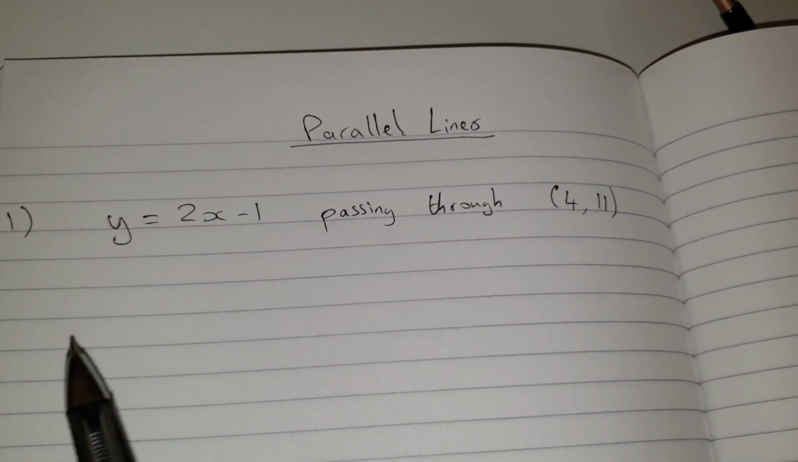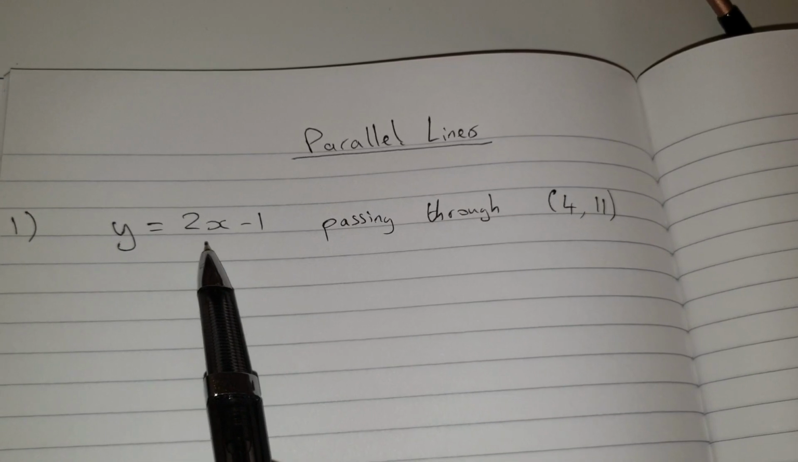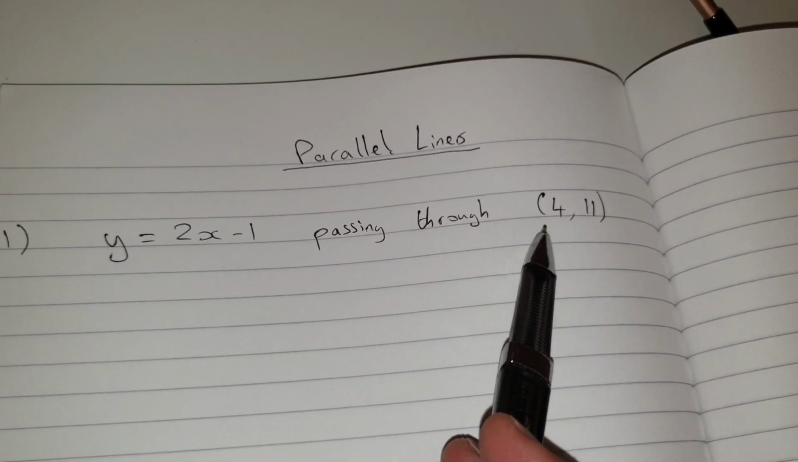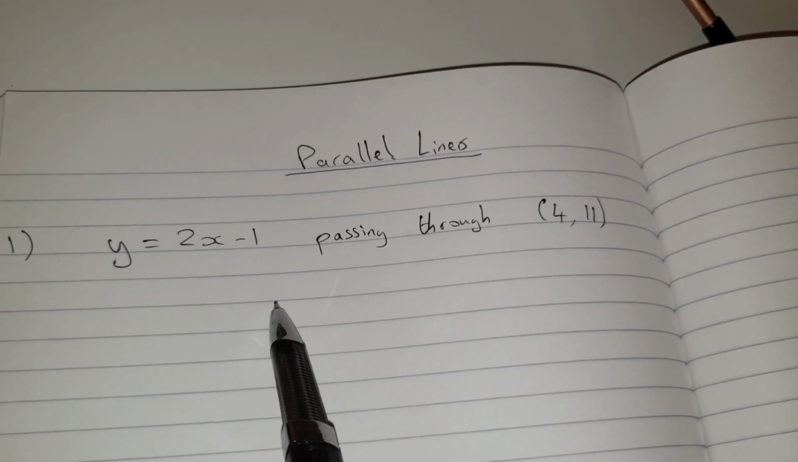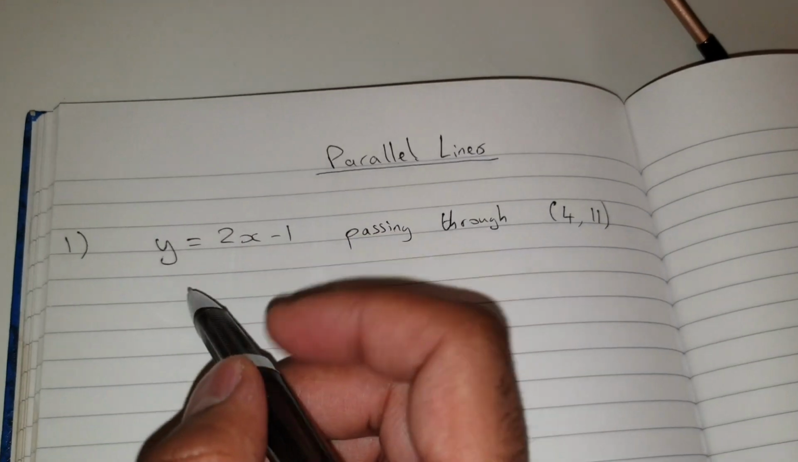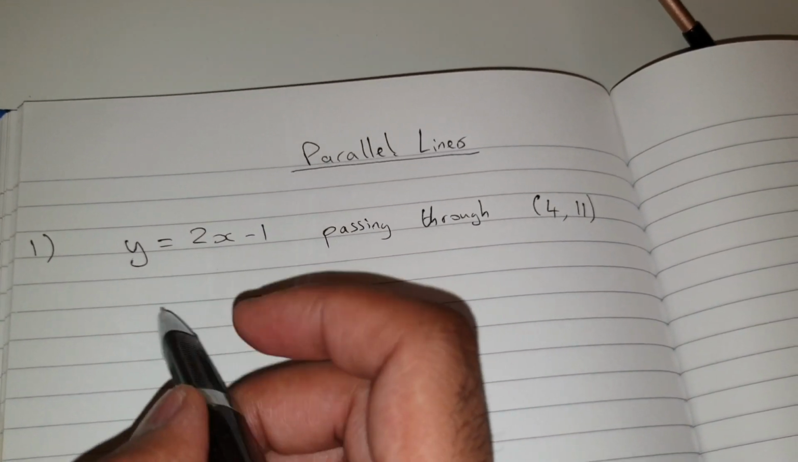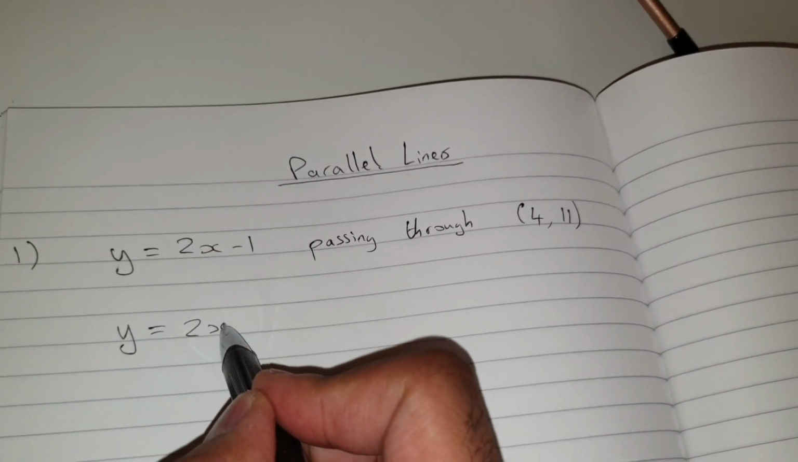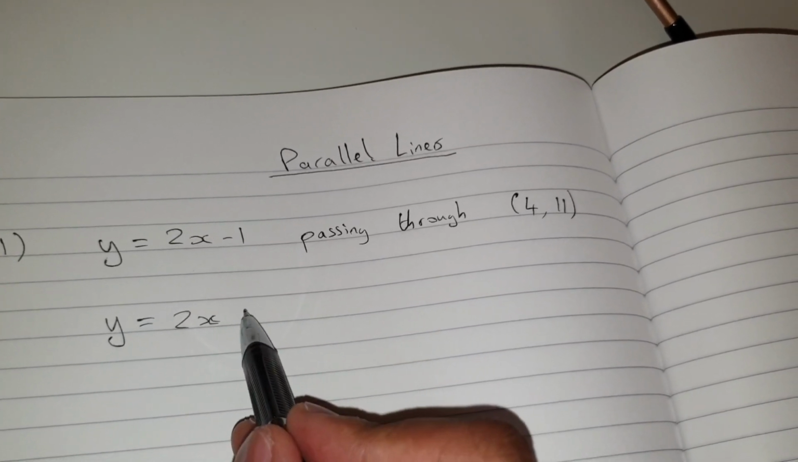The question asks us to find the equation of the line which is parallel to y equals 2x minus 1 and passes through the point (4, 11). So first of all, what you have to remember about parallel lines is that they have the same gradient. So the second line, the one that's parallel to this, is also going to be y equals 2x, and then we don't know what the c is.